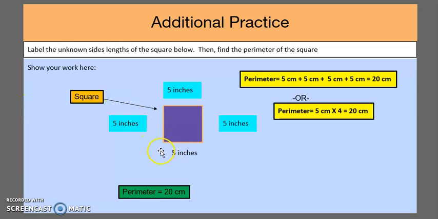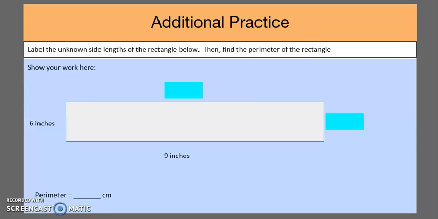So since we know that in this square one side is 5 inches, all the other sides are the same value. So this is 5 inches, this is 5 inches, this is 5 inches. When we're finding the perimeter, we're adding all 4 values, and we add 5 centimeters, 5 centimeters, 5 centimeters, and 5 centimeters, giving us a total of 20 centimeters. Or, since they're the same values, we could do 5 centimeters times 4 equals 20 centimeters. Therefore, our perimeter is 20 centimeters. We're going to look at another problem.